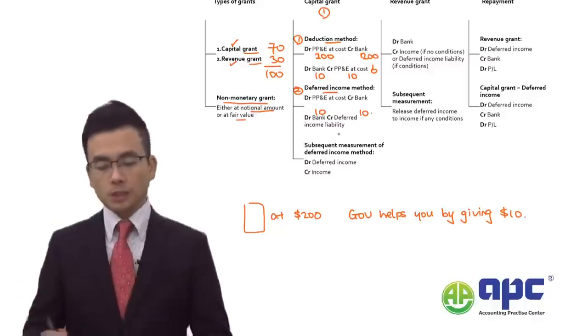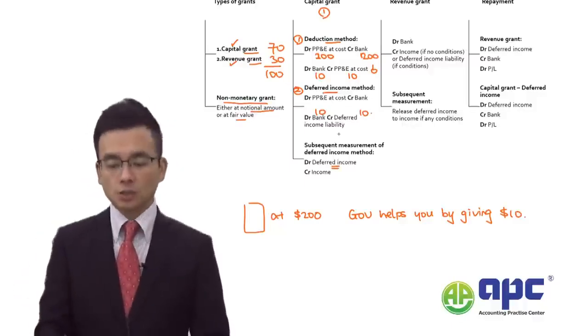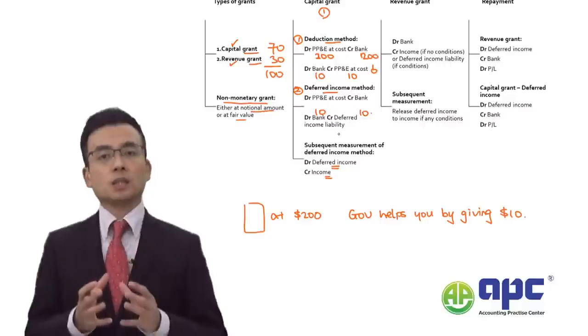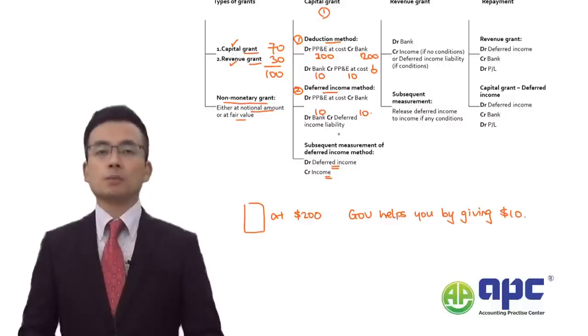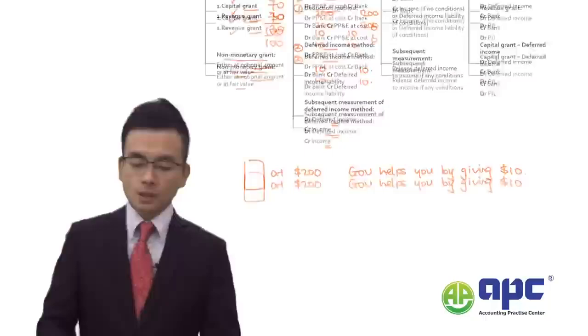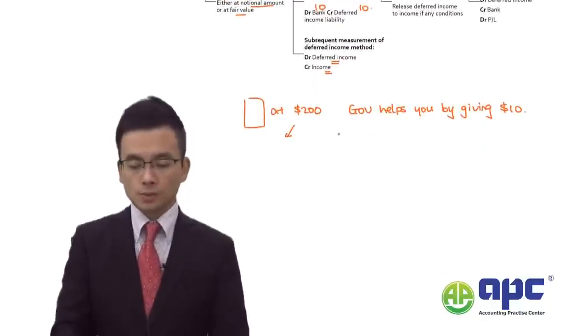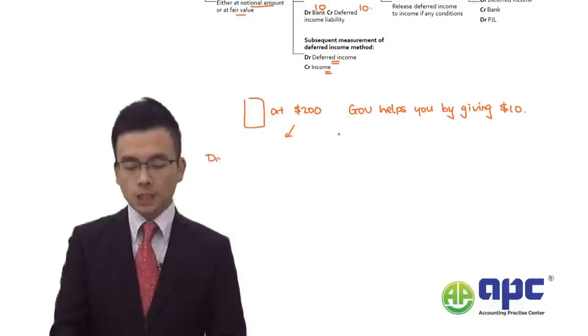And subsequently, we're going to release that deferred income liability into the actual income, into the P&L to increase our profit according to the life of the asset. So for example, if we bought that piece of equipment at $200, we debit PP&E at cost of $200, and we credit bank of $200.